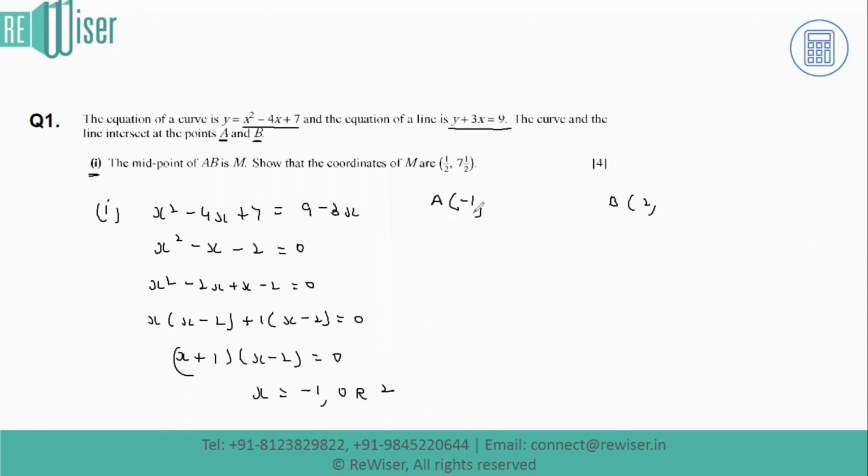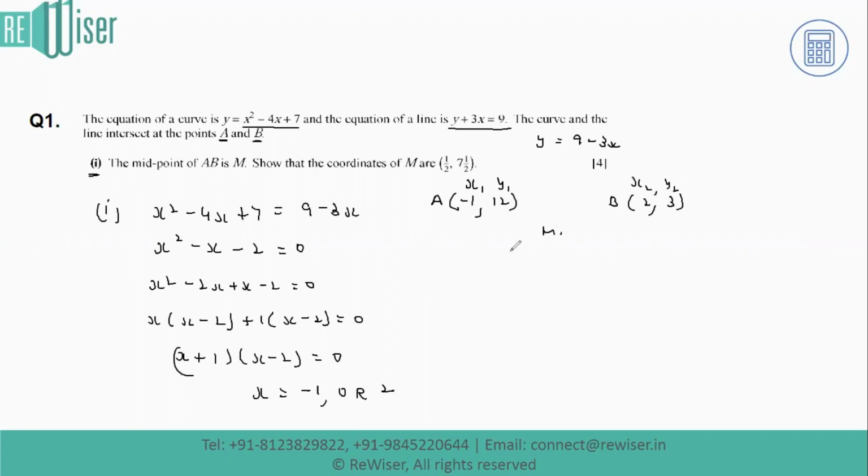Now to get the y coordinate, if I place x as minus 1 into any of these equations, suppose this is my equation, y equals to 9 minus 3x. So if I place x as minus 1 over here, I'll get y coordinate as 12. And similarly, if I place x as 2 over here, I get y coordinate as 3. So I have to find the midpoint of A and B, M. So I'll use the midpoint formula. So I name it as x1, y1, and I name it as x2, y2.